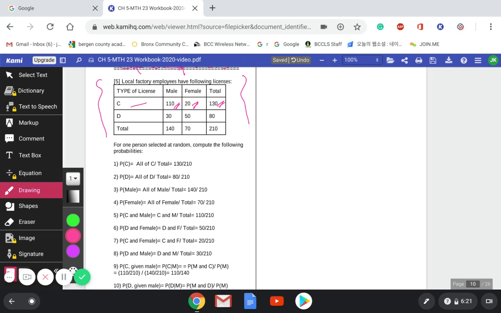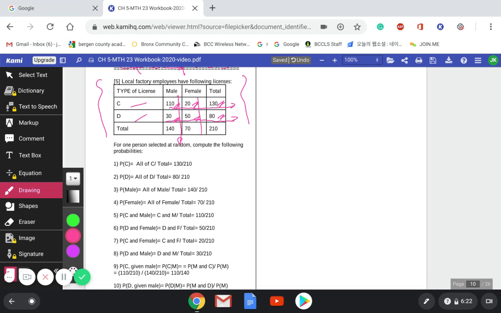Another license, D license: there are 30 males who have it, and 50 females have a D license, and the total is 80. So when you add this 110 plus 20, you get 130. And when you add the 30 with the 50, you get 80. But in terms of total males, it would be 110 plus 30, 140. Total females is 20 plus 50, which is 70.